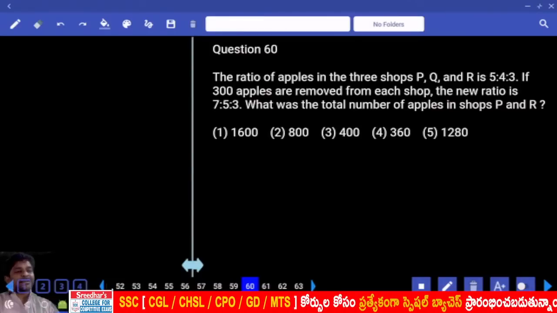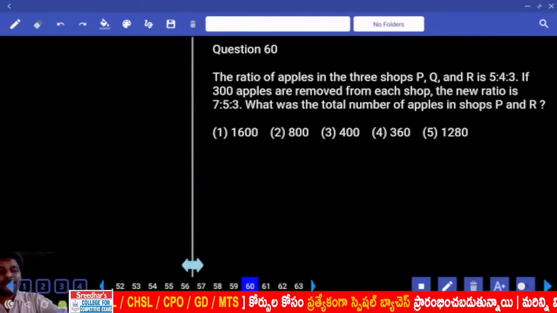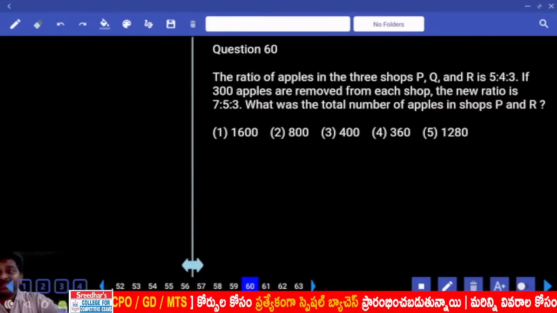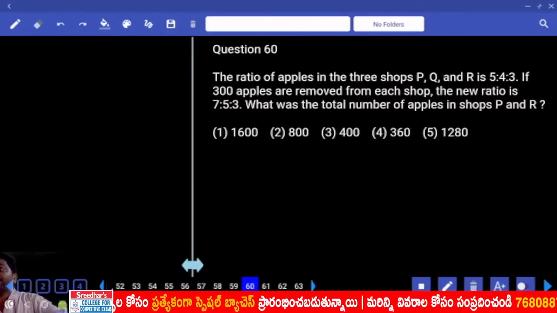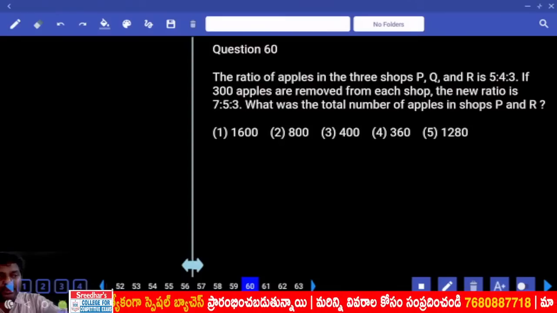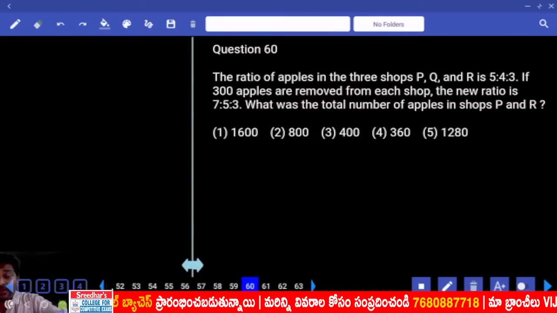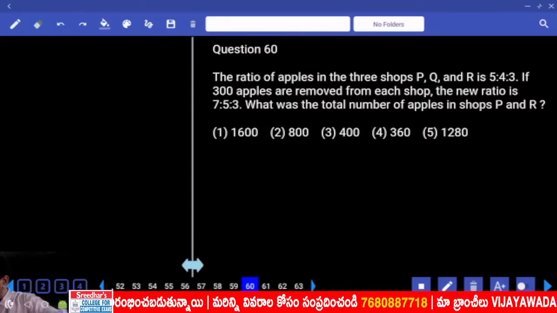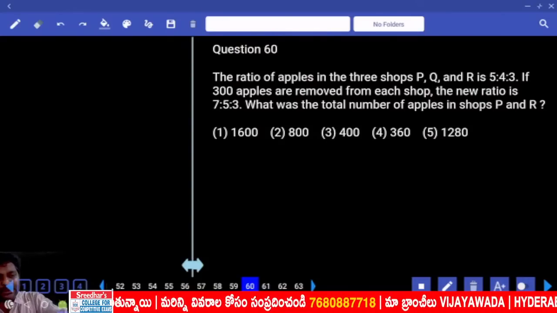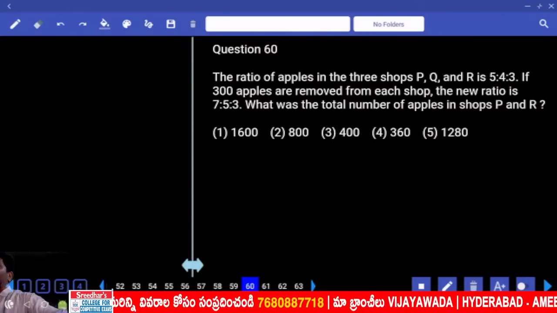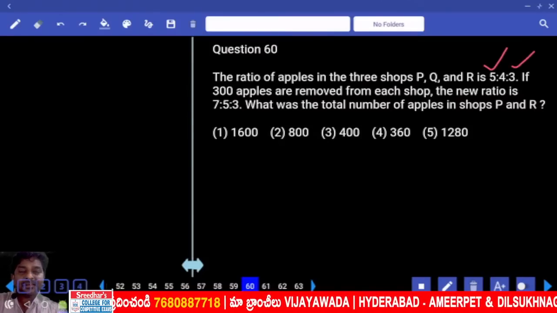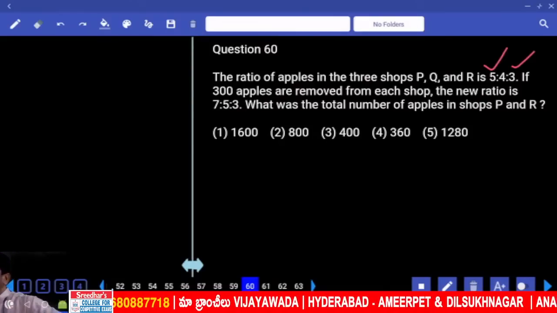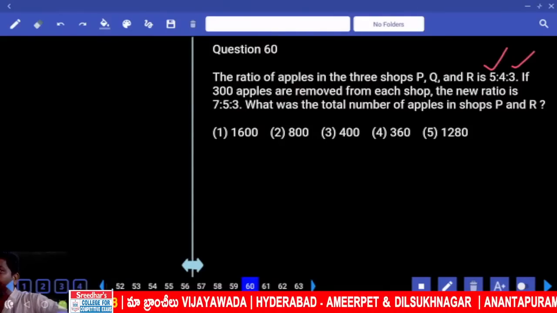The ratio of apples in the 3 shops P, Q, R is 5:4:3. If 300 apples are removed from each shop, the new ratio is 7:5:3. What was the total number of apples in shops P and R? In shop P, how many parts are there? R. Total. The answer should be an 8 multiple.